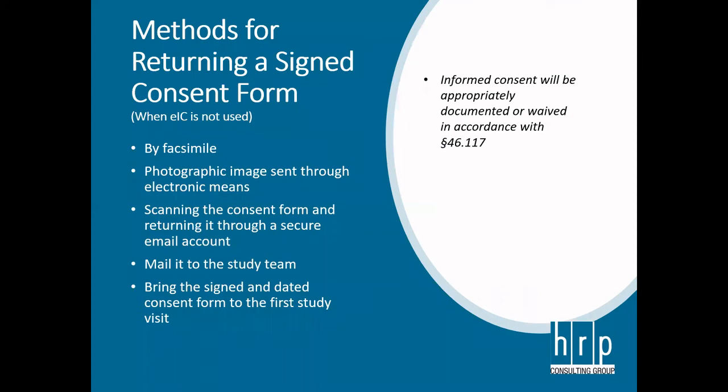So when a signed consent form is required and informed consent is being obtained remotely, what are some ways that the research team can make sure that they get a copy of that consent form? Because the research team needs to have that signed consent form before any research procedures can start with the subject. So when consent forms are signed remotely, a subject could return it by faxing, taking a photographic image and sending it through secure electronic means back to the research team, scanning the consent form and returning it through secure email.